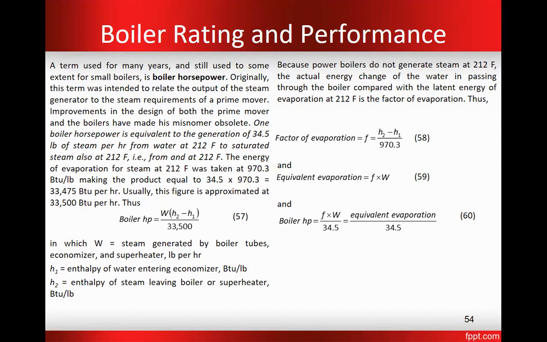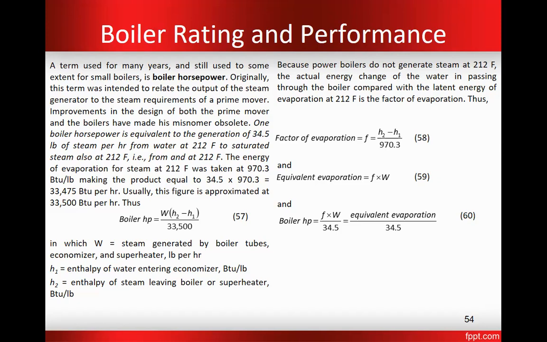The energy of evaporation for steam at 212 Fahrenheit was taken at 970.3 BTU per pound, making the product equal to 34.5 times 970.3, or 33,475 BTU per hour. Usually this figure is approximated at 33,500 BTU per hour. So that is the boiler's power derived in English units.